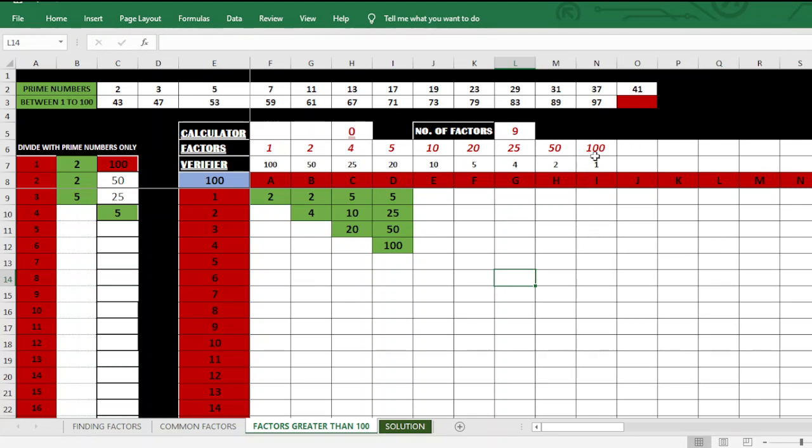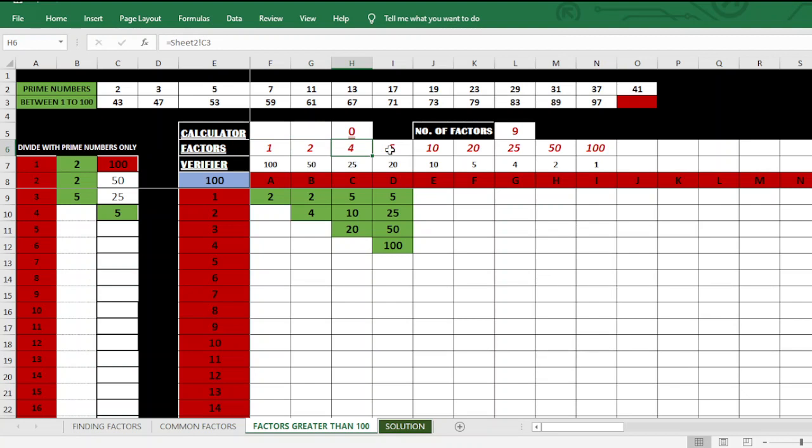So now, once we end up with 100, which is the number we are finding the factors for, this should tell us we are done with our what? We are done finding the factors of the number 100. So how many factors did we get? We had 9. And what are they?